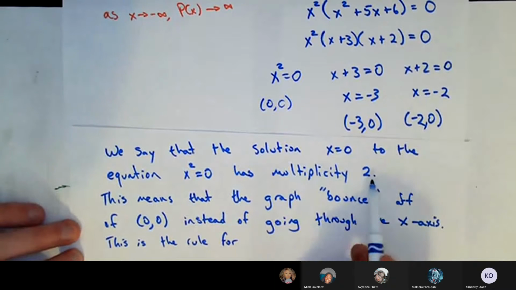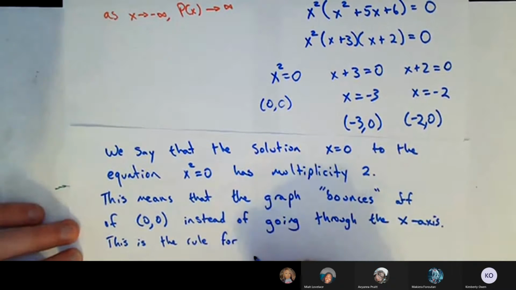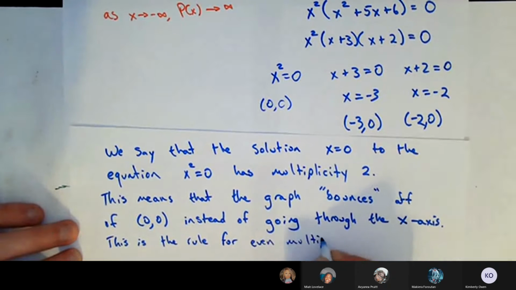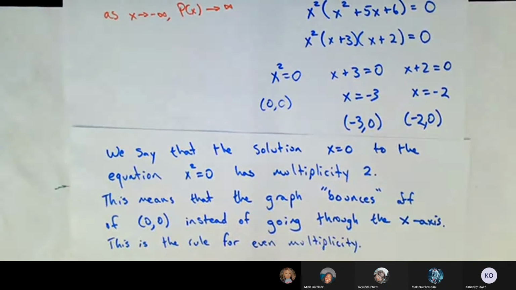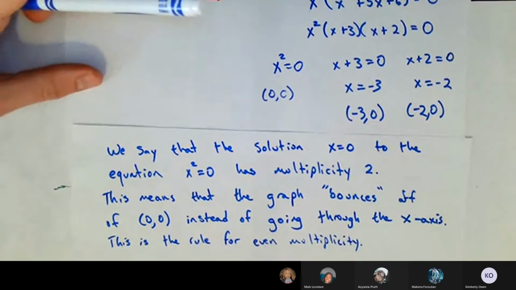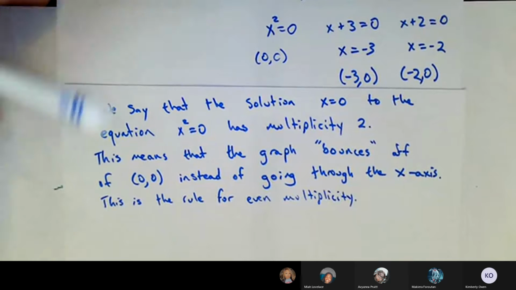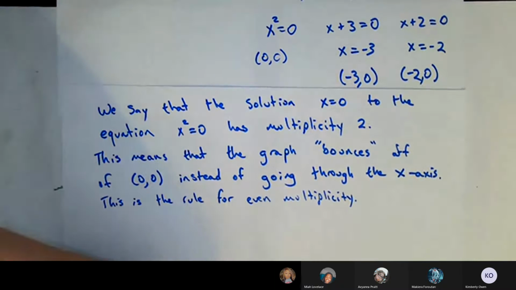And in this case, multiplicity is even, right? It's a 2. This is the rule for even multiplicity. All right, so let me show you what's going on here. Actually, I'll just graph it in Desmos. That'll be better than watching me graph it.